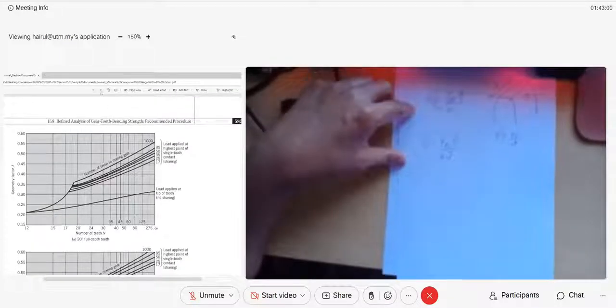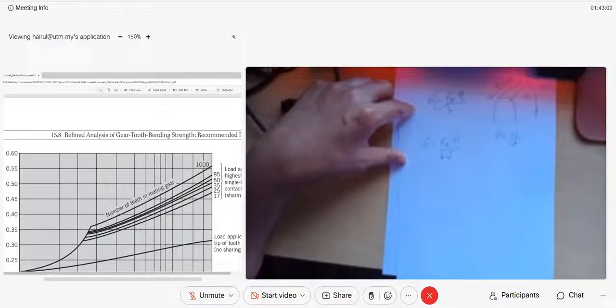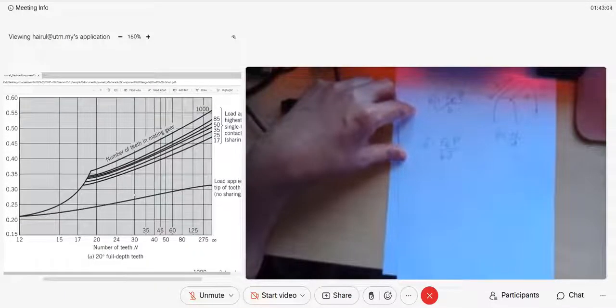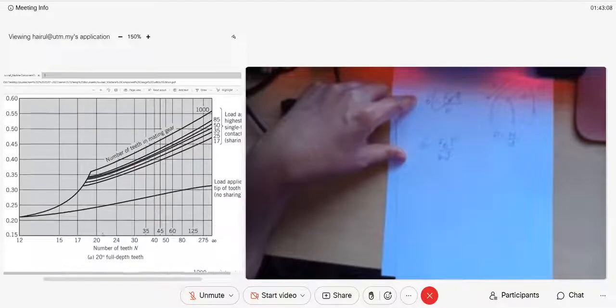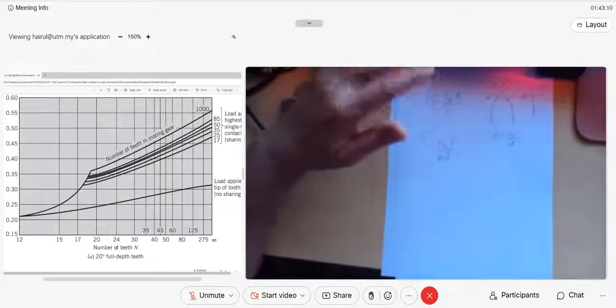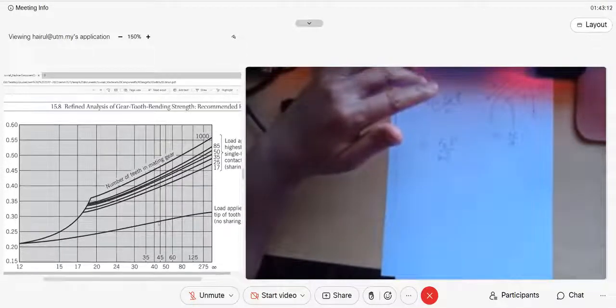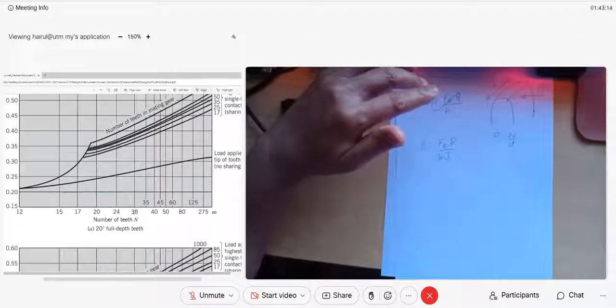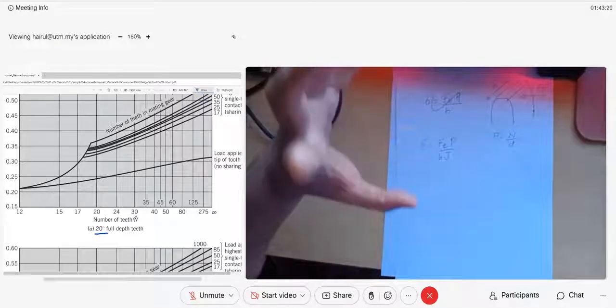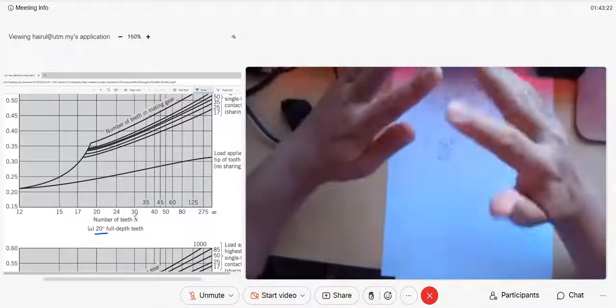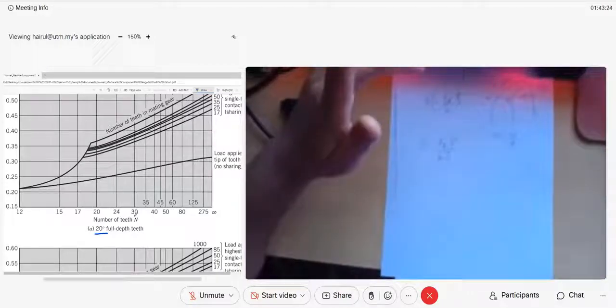Okay, this is figure 15.23. Let's say for example, we have two zones of graph. Your x-axis is the number of teeth of your gear. Be careful: this one is pressure angle 20 degrees. If the question says your pressure angle phi is 20 degrees, then you use this graph.